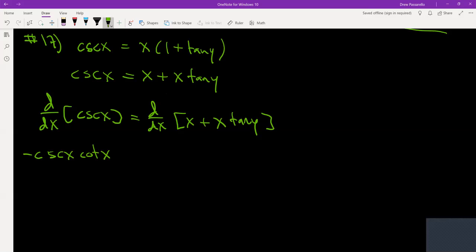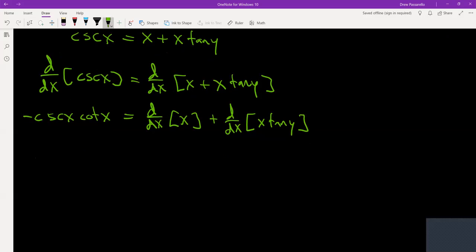You can reference the derivative table that I have up on Blackboard in case you didn't remember that, but that's what its derivative is. Then I apply the derivative operator to both terms in the brackets. And the derivative of x is 1. So it'll be 1 plus, and then I'll talk about how we find the derivative of x times tangent y.